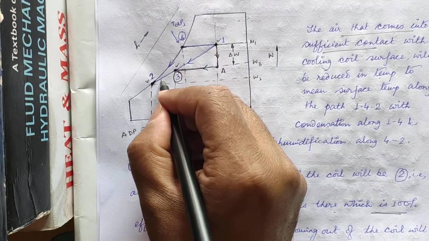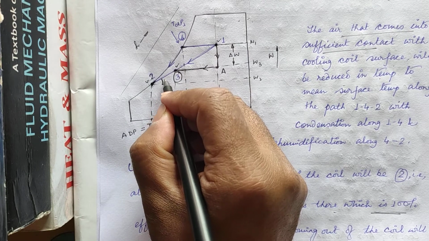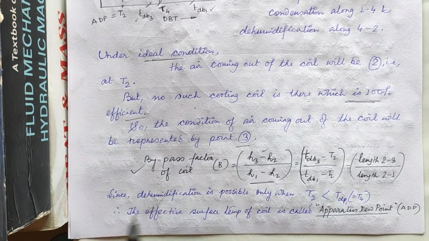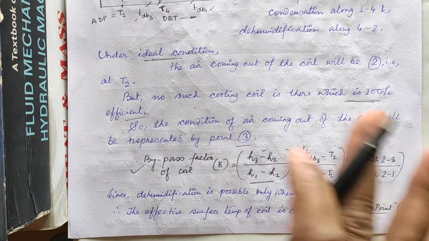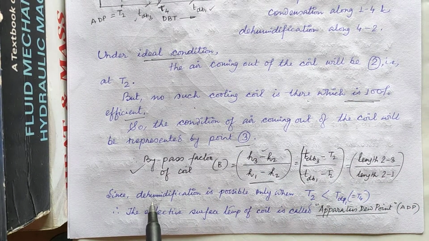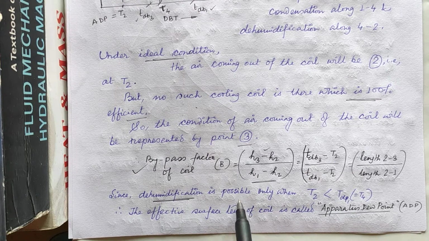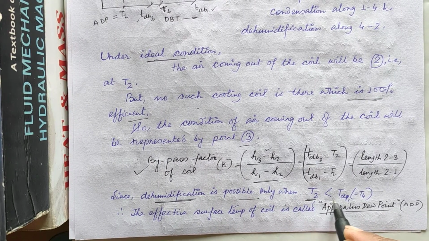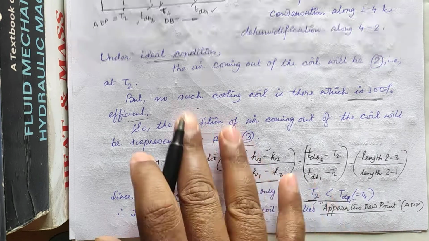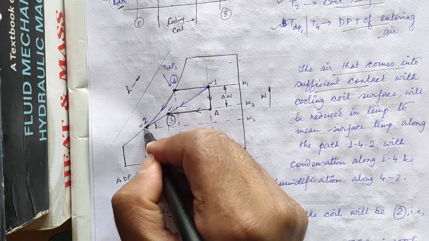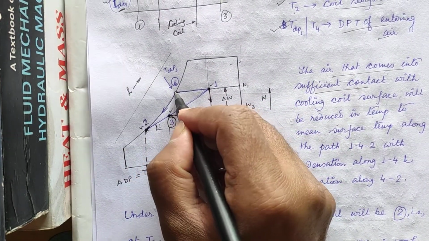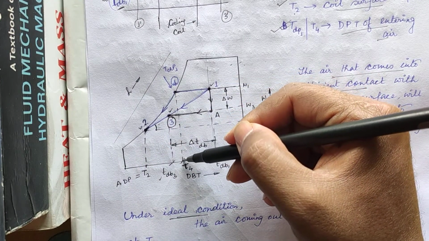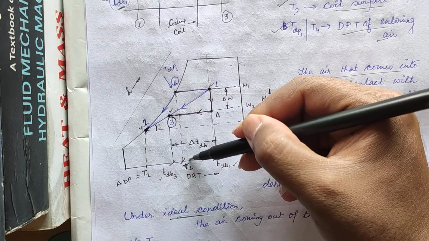Or we can calculate the slope, from which we can also calculate the bypass factor of the coil. So from this calculation, one thing is clear, that dehumidification is possible only when the surface temperature of the coil is less than the dew point temperature of the inlet air. That means this surface temperature T2 must be less than this TDP1 or T4. See, this one is T4, T4 is greater than T2, or T2 is less than T4.